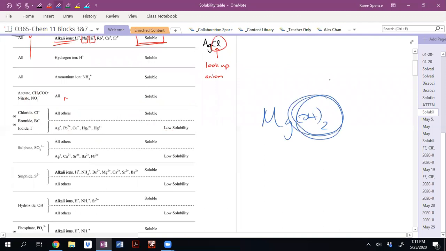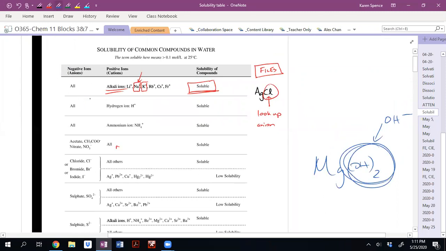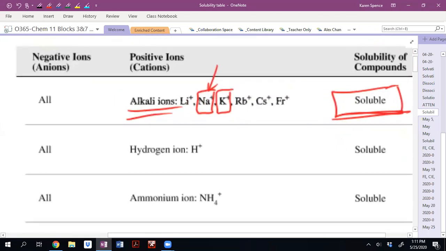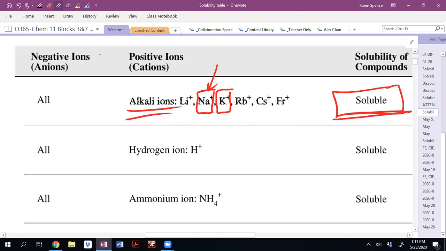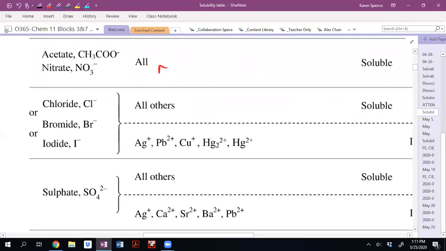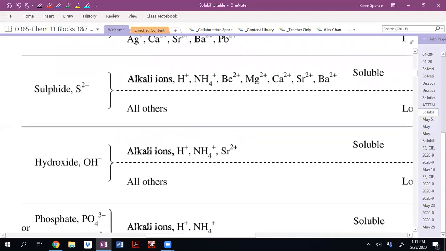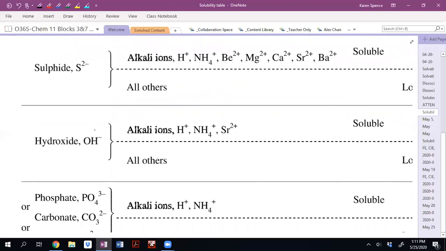Usually we start by looking up the anion, which in this case is OH minus, and so that will be in our left-hand column. In the most left-hand column, you'll see the negative ions. And in this case, we are looking for hydroxide, so we're just going to go down until we get to hydroxide. Oh, there it is there.